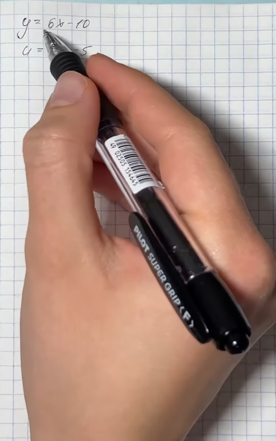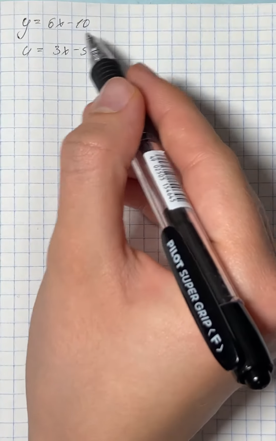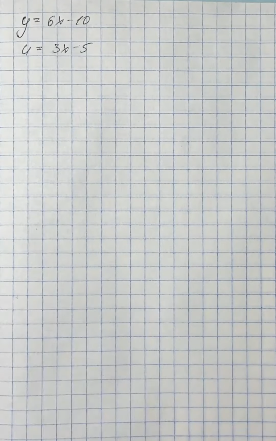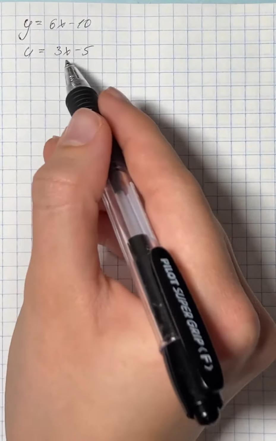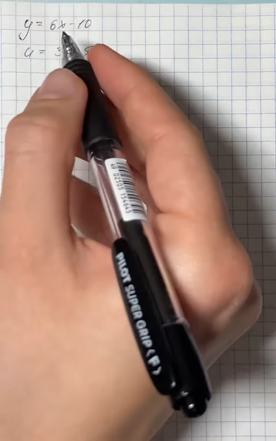We are given that y is 6x minus 2. We are given that y equals 6x minus 10 and u equals 3x minus 5.